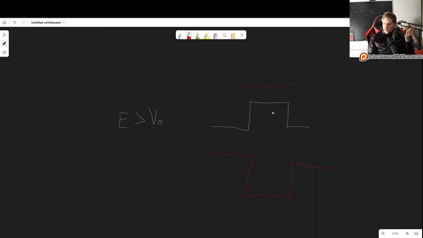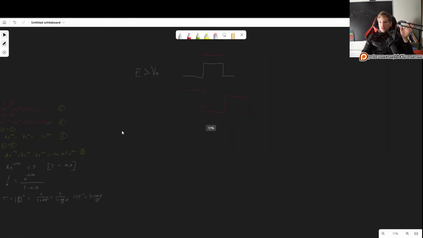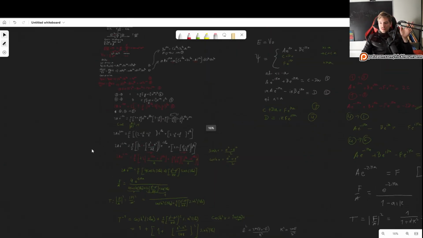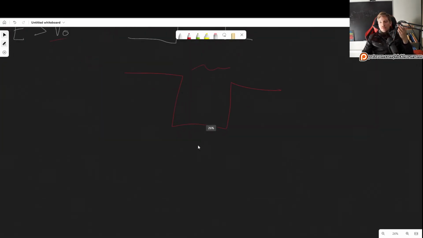In both of these regions, for the potential well and for the potential barrier, the energy was greater than the potential. So we are in the same situation. So for that reason, we could apply the same logic as before and do this entire thing, but we don't have to because we already did it. If you want to do it yourself, you can watch my previous video on this, and it's the same procedure. So we can take the result.